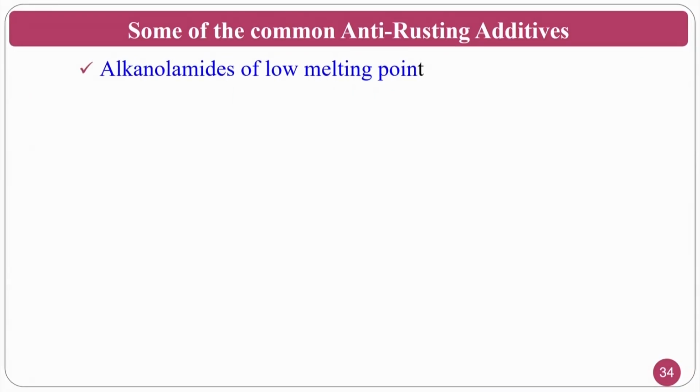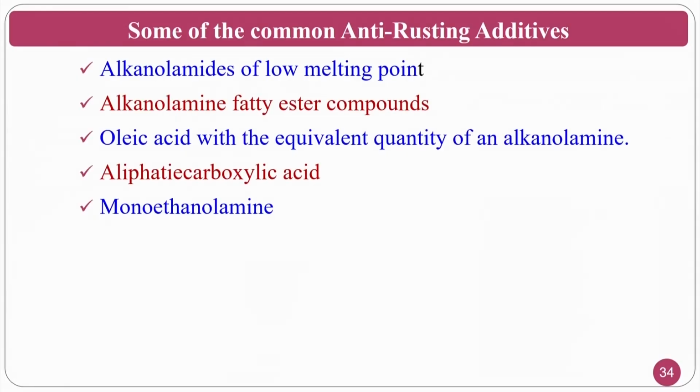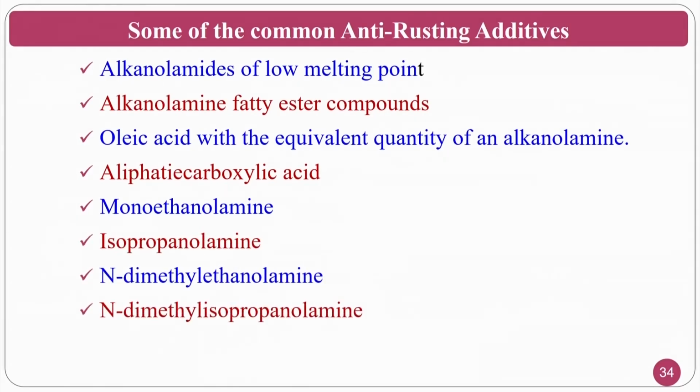Okay. So, some of the common anti-rusting additives we have seen in the previous slide: alkylamides of low melting point, alkylamine fatty ester compounds, monoethylenamine, isopropylenamine. These are the names of the anti-rusting additives that are commonly used in cutting fluids or in other applications.